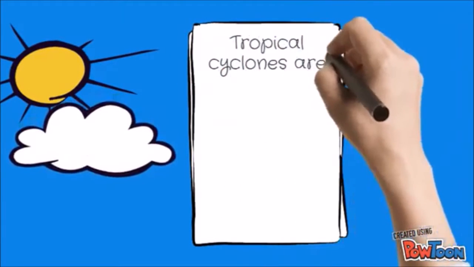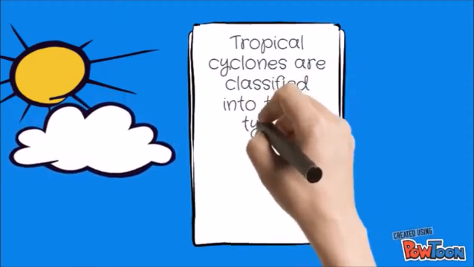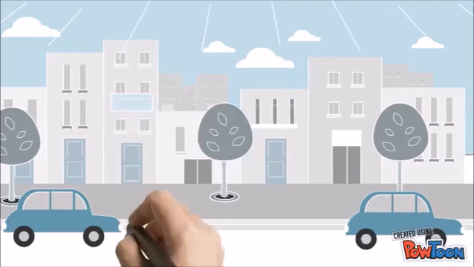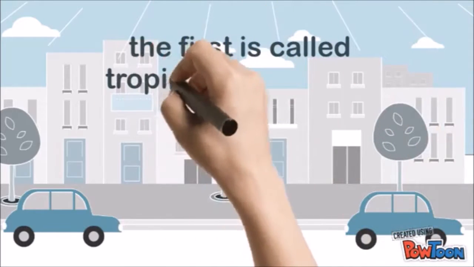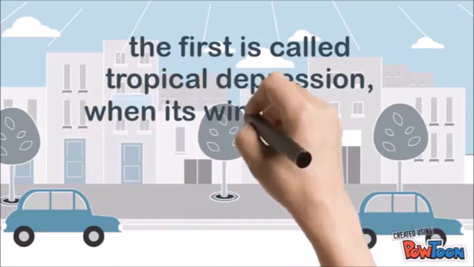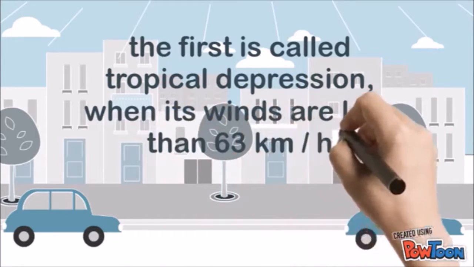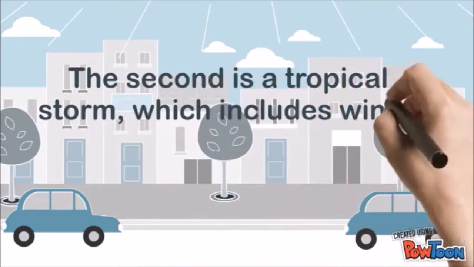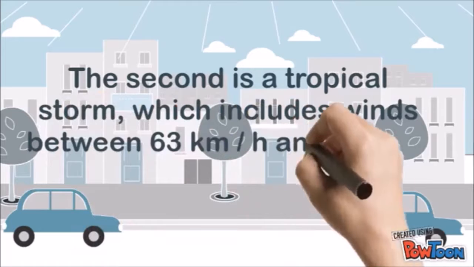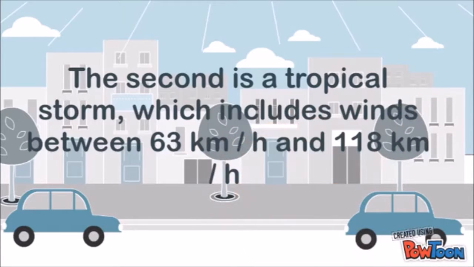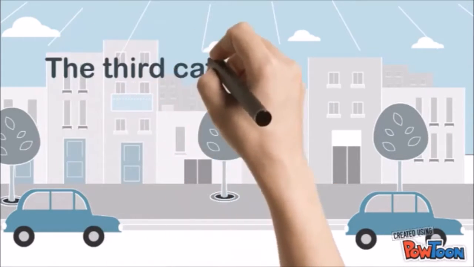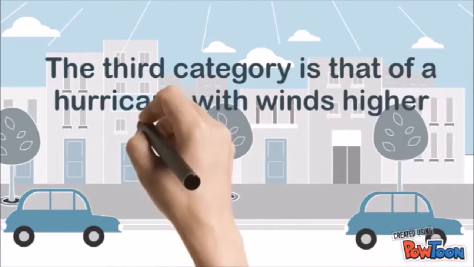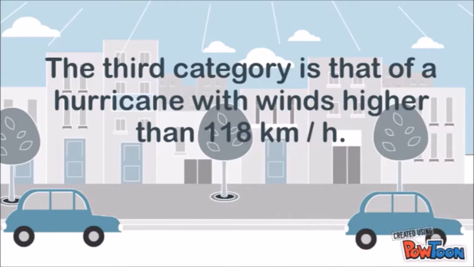Tropical cyclones are classified into three types according to the speed of their maximum winds. The first is called tropical depression, when its winds are less than 63 kilometers per hour. The second is a tropical storm, which includes winds between 63 and 118 kilometers per hour. The third category is that of a hurricane, with winds higher than 118 kilometers per hour.